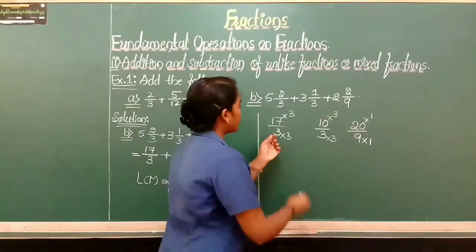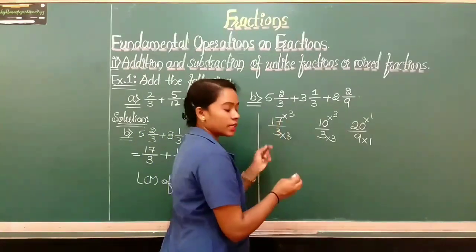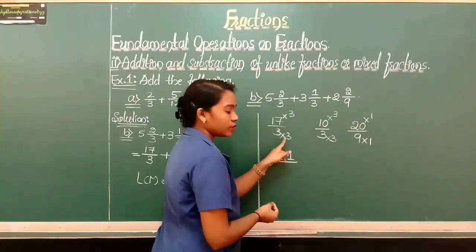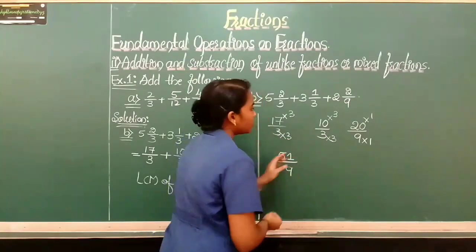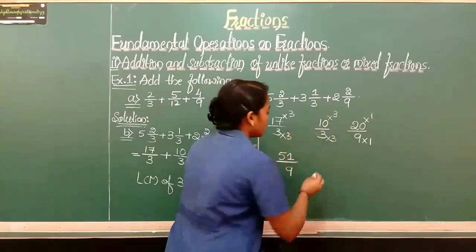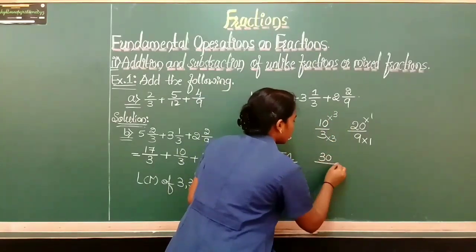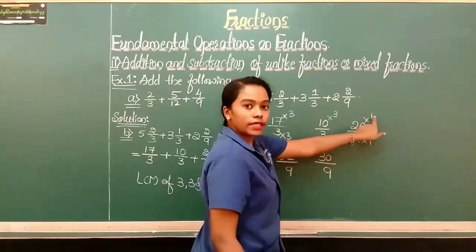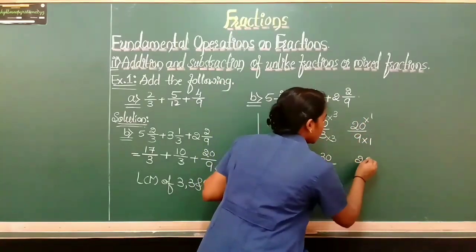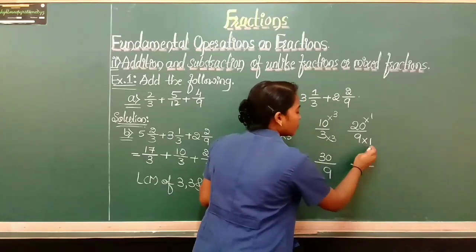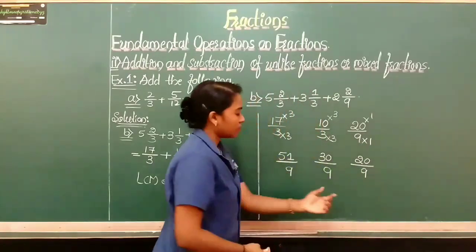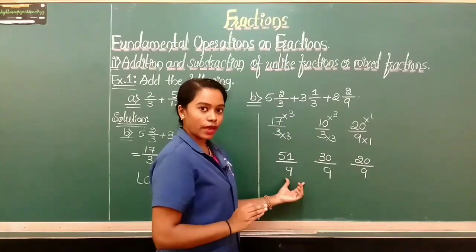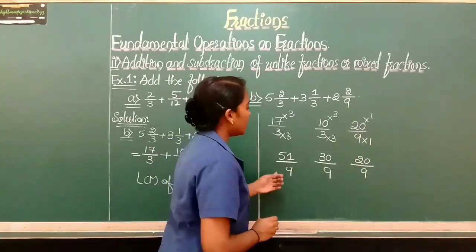Now simplify. 17 into 3 is equal to 51. 3 into 3, 9. 10 into 3, 30. 3 into 3, 9. 20 into 1, we get 20. 9 into 1, 9. See, these are like fractions. Now it is easy for you to add, no? Okay, let's add them.